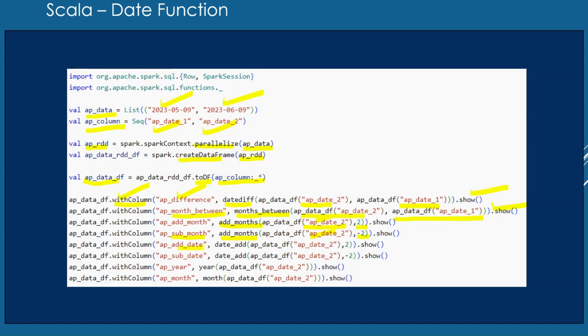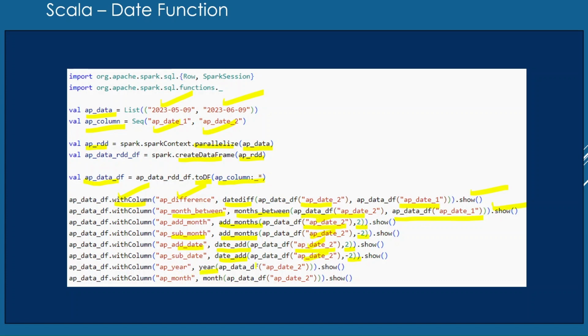Again we are creating a column, AP add date, and we are going to populate this column with the help of the date_add function. What the date_add function does is take the date, and whatever number of days we want to add to that particular date, we need to put here. So here it is 2, so 2 days it will add to this date. Here we are doing the same thing with the date_add function, but instead of adding, I am subtracting. So 2 days will be subtracted from this date.